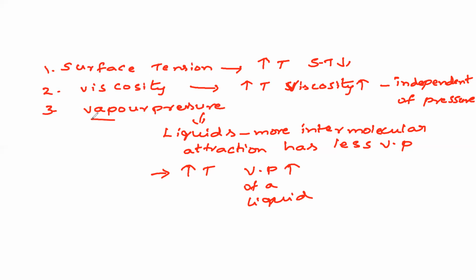What is vapor pressure? When the rate of evaporation is equal to the rate of condensation, the pressure developed at this position is called the vapor pressure of the liquid. What is viscosity and what is surface tension? We already discussed. So this is the end of the states of matter chapter.